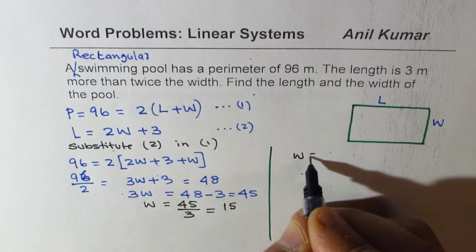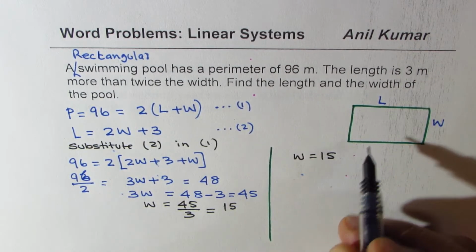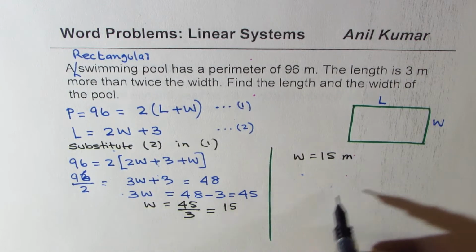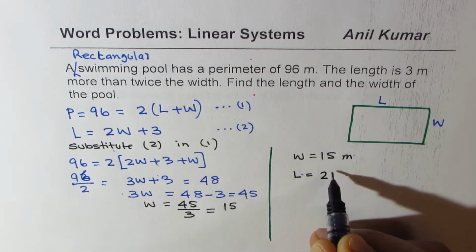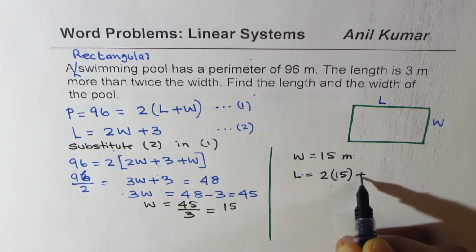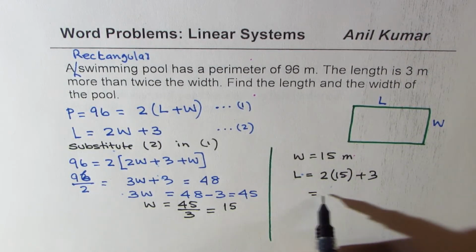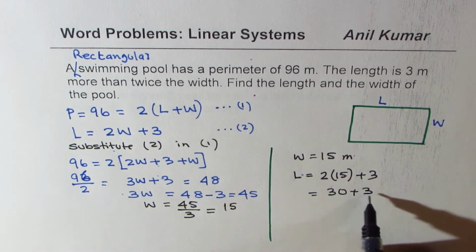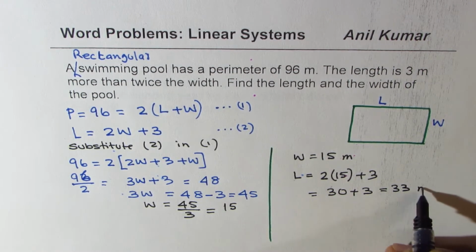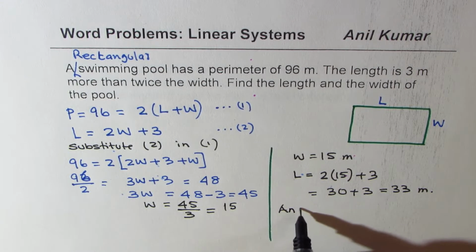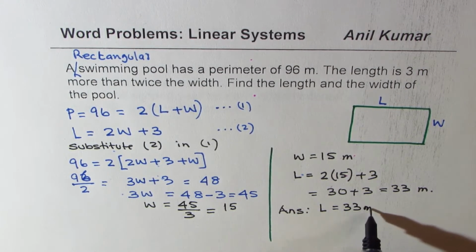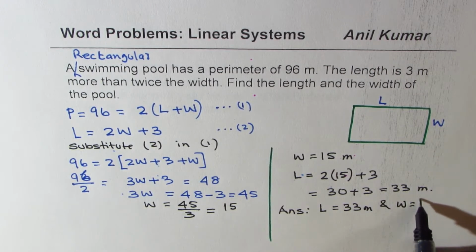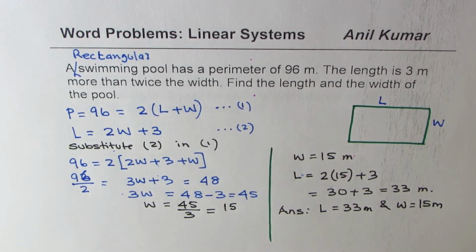So once you get width as 15, you have to include the units, which are in meters. And now length can be found from equation 2, which is 2 times width of 15 plus 3. Substitute 15 there, we get 30 plus 3, which is 33 meters. And so we get our answer: length is equal to 33 meters and width is equal to 15 meters. So I hope the concept is absolutely clear.